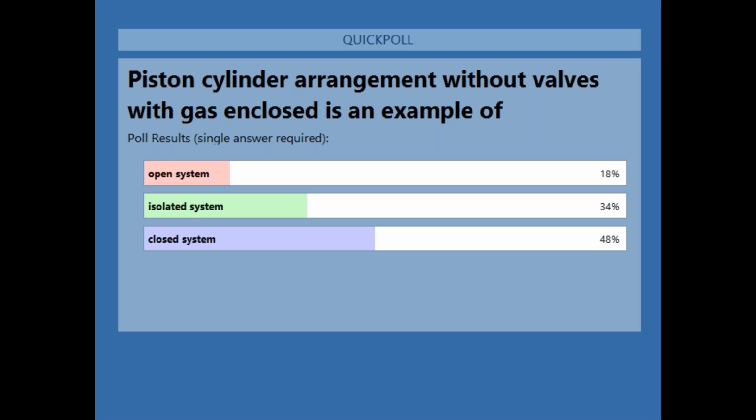See, when you are talking about an isolated system, we are talking about no energy interaction between the system and the surroundings. In the closed system, there is a possibility of energy interaction. And hence the correct answer is the closed system. So I'm hiding this. And should I take the last question?